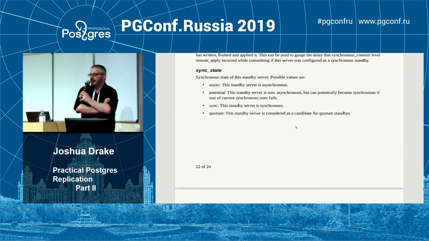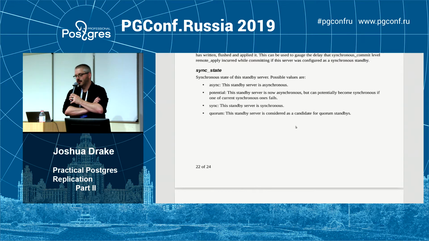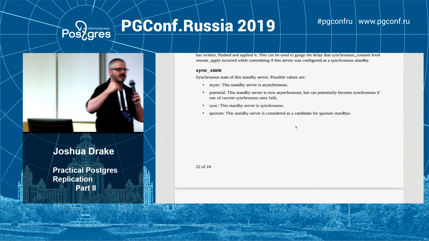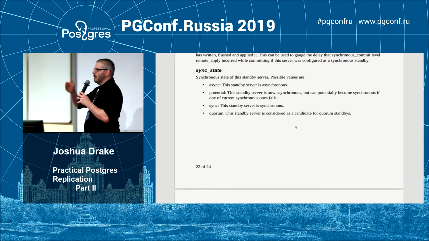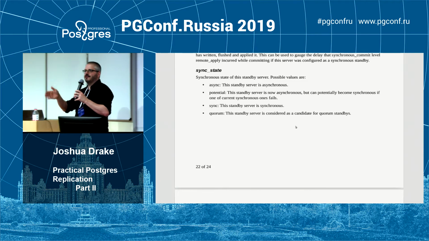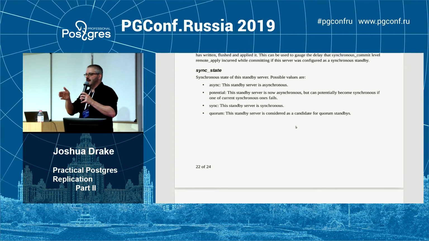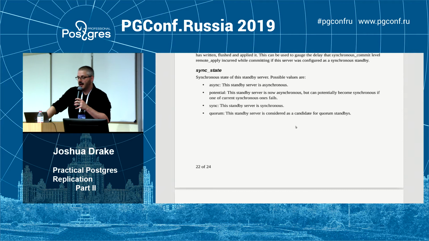Sync state. Synchronous state of this standby server. Possible values are async, we know that one. Potential, this standby server is now asynchronous, but can potentially become synchronous if one of the current synchronous ones fails. Remember when we were talking back with the synchronous standby names with the quorum commit, where we could say first, and then say like 3, S1, S2, S3, S4, and then if 2 bounced out, 4 would move up in the chain. That's what we're talking about here. Sync, it is a synchronous standby, and quorum, the standby server is considered as a candidate for quorum synchronous standbys.